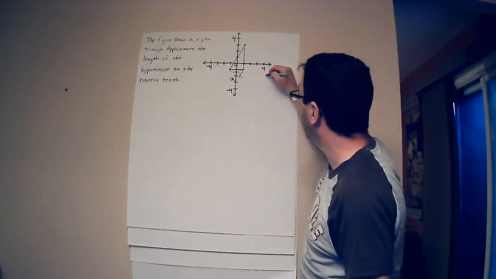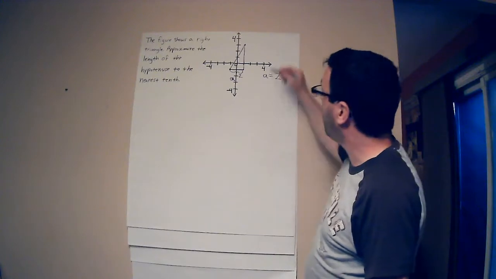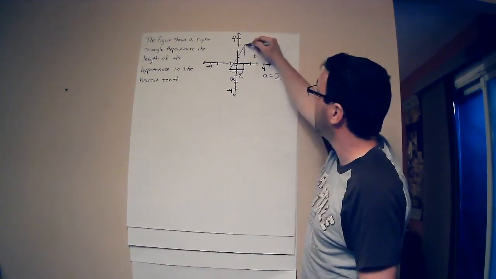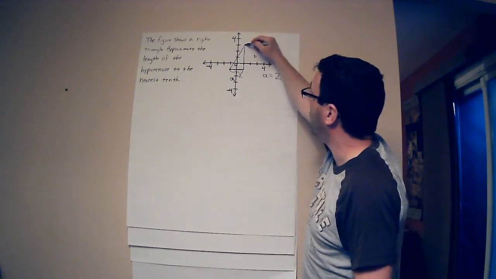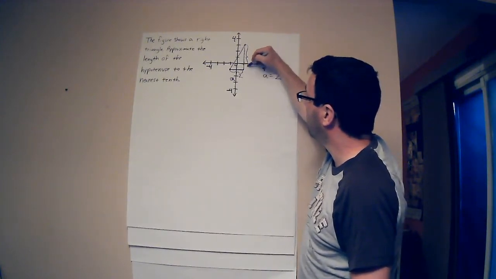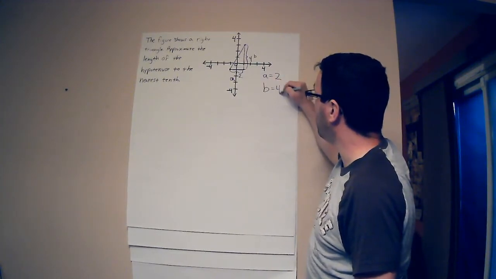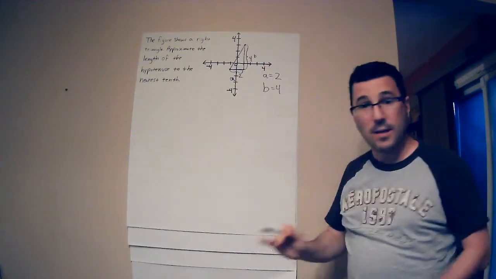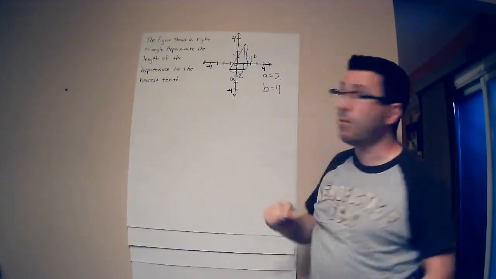So I'll leave them right over here. A equals 2. And when I look over here, I'm going to call this side B. I've got 1, 2, 3, so that's 4. So I'm going to write 4. So B equals 4. Okay. So I'm going to write C there.